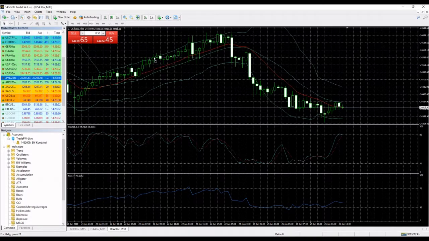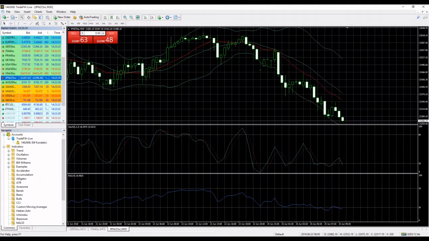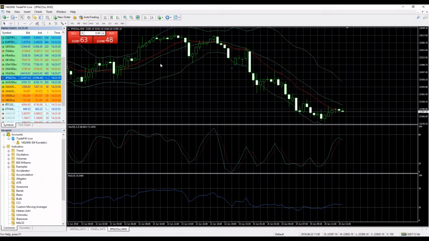We had also a position on Japan 225. We made a small profit of $100 and we closed the position.